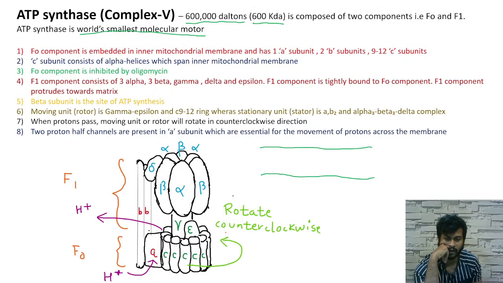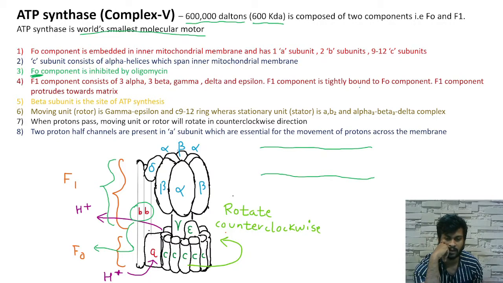And has one A subunit, two B subunits, 9 to 12 C subunits. So this is the F0 component. It has A, B and C. The C subunit consists of alpha helices which span the inner mitochondrial membrane. The F0 component is inhibited by oligomycin, therefore we call it F0 or FO. The F1 component consists of 3 alpha, 3 beta, gamma, delta and epsilon as shown over here. Only this B will be in the F0 component.